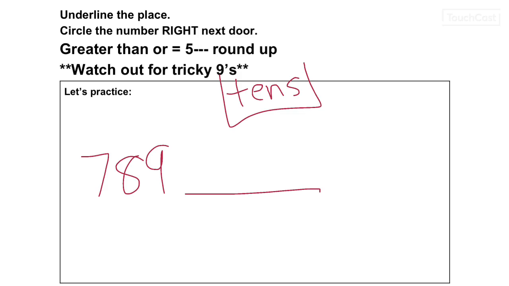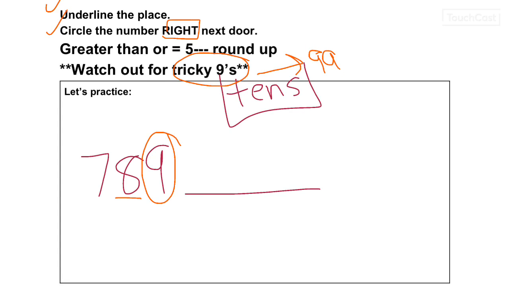So we see we have the number 789, 7 hundreds, 8 tens, 9 ones. So let's find the place, underline it, look right next door and circle it. Those are the two important numbers for us. Do we see any tricky nines? No, I see 1 9, and yes, it's circled, but usually tricky nines would mean like there's 2 9s next to each other. That's what I mean by tricky nines. So I think we're okay for this one.